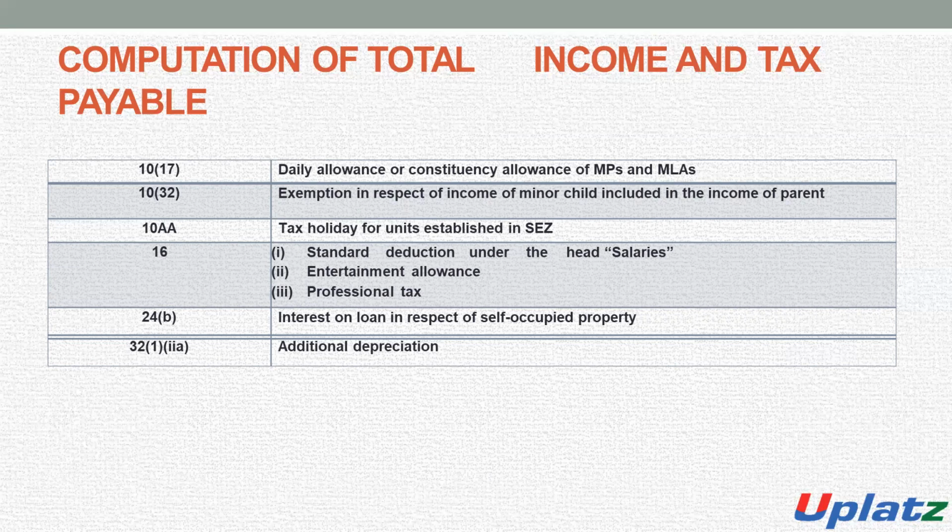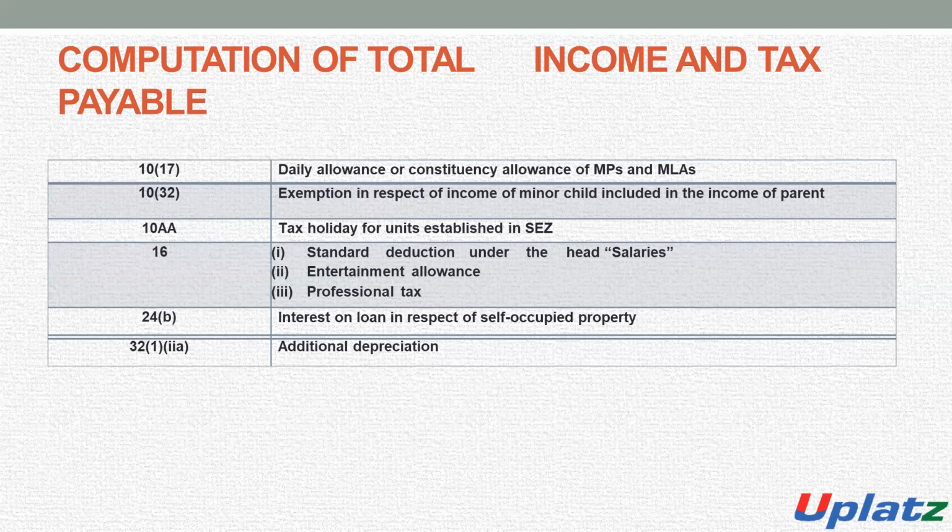Section 10AA. Tax holidays for units established in SEZ. Means if there is any establishment which is situated in SEZ, then for the purpose of development of SEZ, the government provides a tax holiday. If the assessee wants to adopt the concessional rate of income tax, then such exemption will not be applicable.